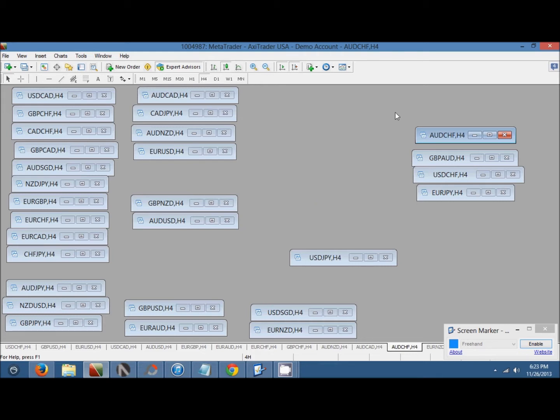We will be taking a look at 4 currency pairs, and I'll be explaining each chart and what we should be looking for. Now, the first chart we're looking at is Australian dollar Swiss franc.